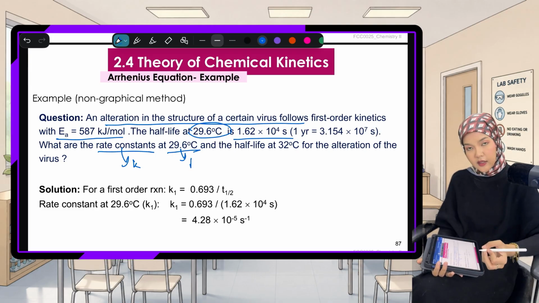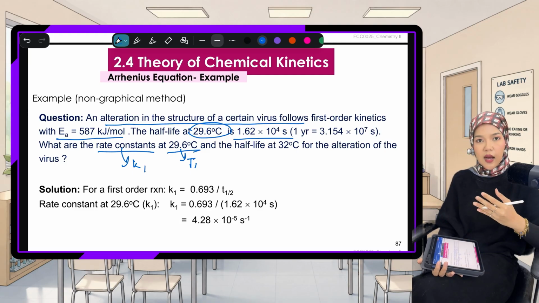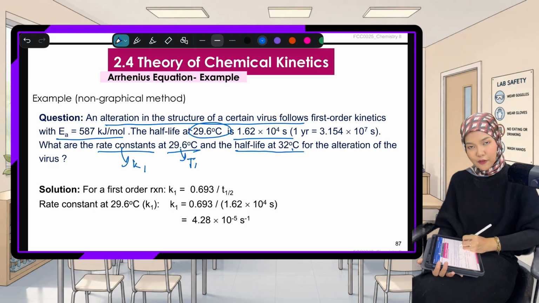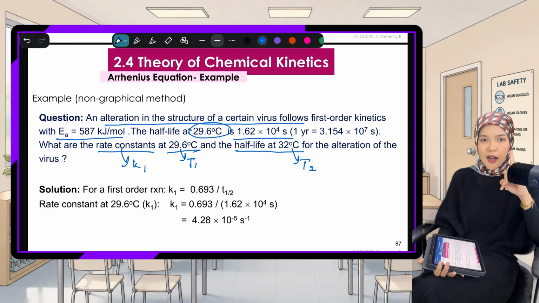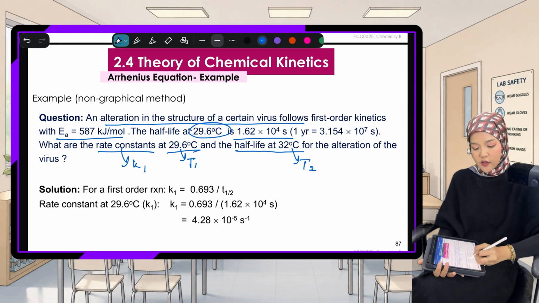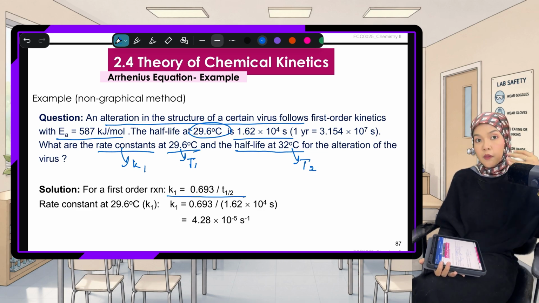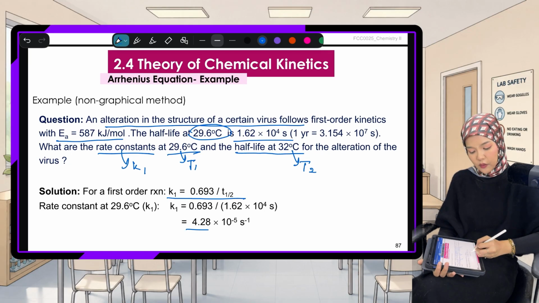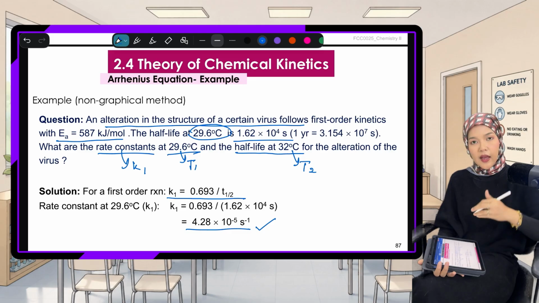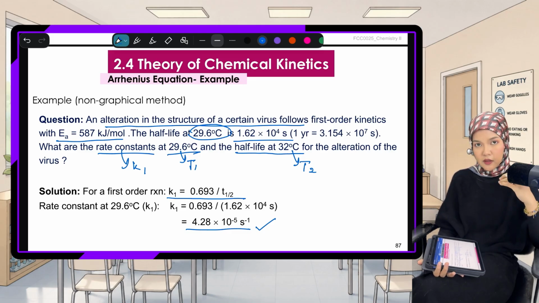This is at temperature 1. So the question asks what is k1 at temperature 1, and what is going to be the half-life at temperature 2. How do we go around this? First, answer what you know first. For a first order reaction, we know that this is the equation coming from the integrated rate law. So you can calculate the k1 at T1, which is 4.28 × 10^-5 per second.